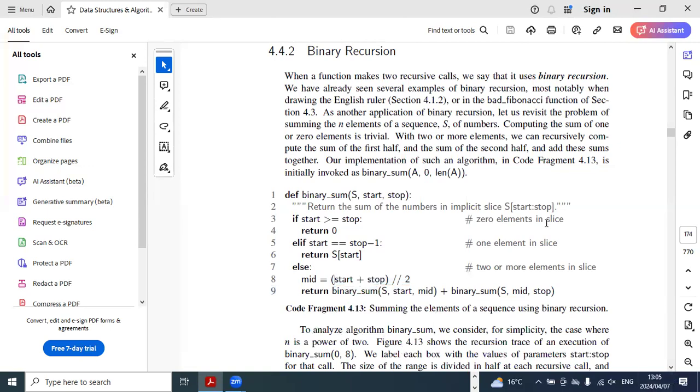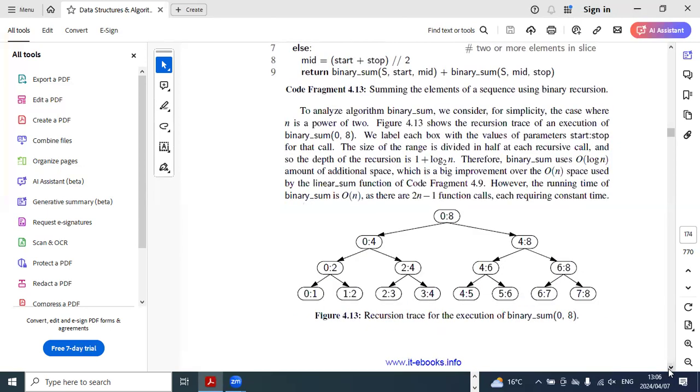To analyze the algorithm binary sum, we consider for simplicity the case where n is a power of 2. I show the recursion trace of the execution of binary sum from 0 to 8. We label each box with the values of the parameters, where we're using the slice algorithm. It's like a tree, a triangle. This gives birth to this, this gives birth to this, and this. And that's why we call it a binary recursion.